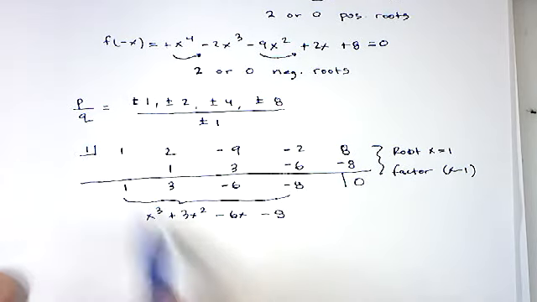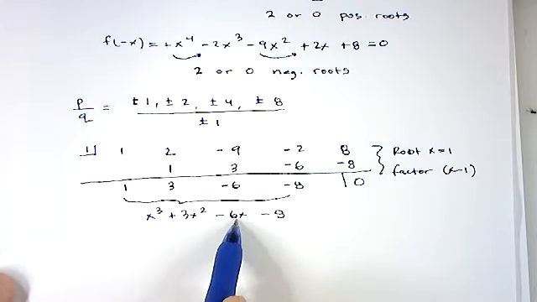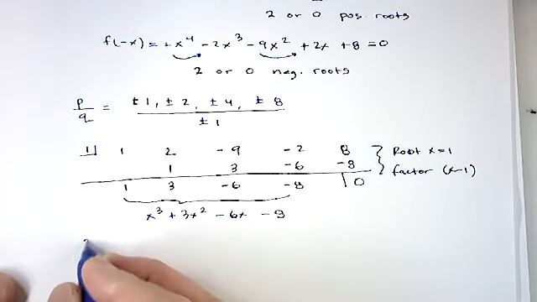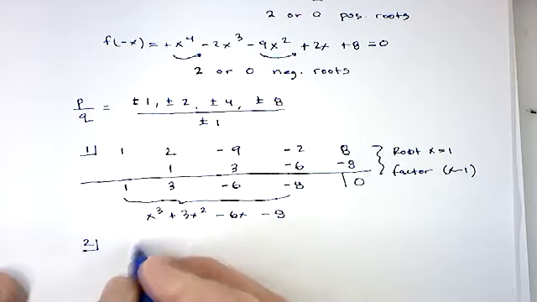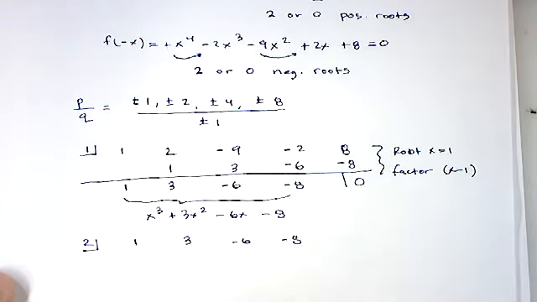And you can do the synthetic division, or you could see if you plug in 1 here, are you going to get 0? Well, that's going to be 1 plus 3 is 4. 4 minus 6 is negative 2 minus 8. So 1 is not going to work again. So let's pick it up with 2. 1, 3, negative 6, negative 8.